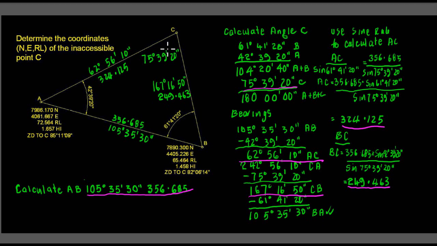Now to calculate the sides, of course we've got three angles, one known side. The sine rule springs to mind straight away. So I've written out the sine rule here for AC. It's a pretty simple rule, and here we've got AC, which is equal to 356.685 sine 60 blah blah blah, as the sine rule does, and we get 324.125, which I've shown here. Similarly, we can work out BC, again just using the sine rule, 249.463. Now I do have other videos that will show you how to use the sine rule, so I'm not going to repeat myself here.